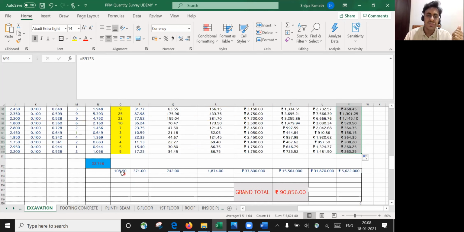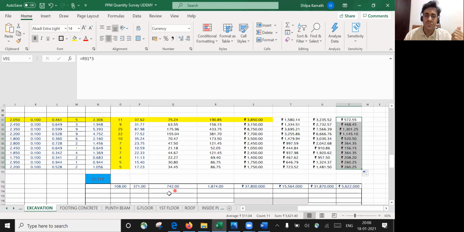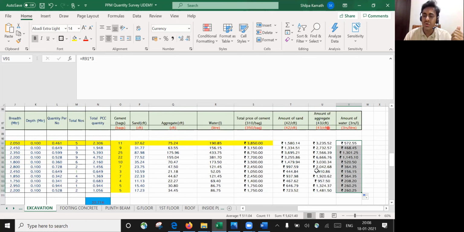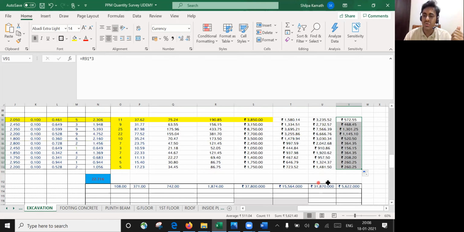What I've done now: 108 cement bags are required, 371 cubic feet of sand is required, 342 cubic feet of coarse aggregate is required, 1874 liters of water is required. The total cost of the cement comes out to be 37,800 rupees. The total cost of the sand comes out to be 15,564 rupees, and the total cost of the coarse aggregate comes out to be 31,870 rupees. Coming to the water, the cost of the water is 5,622 rupees.